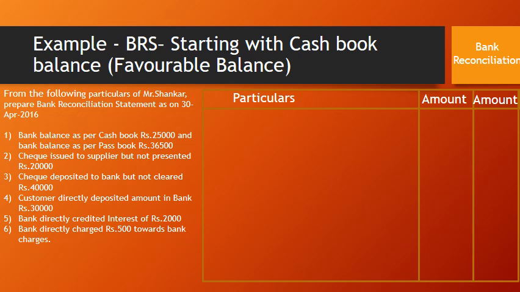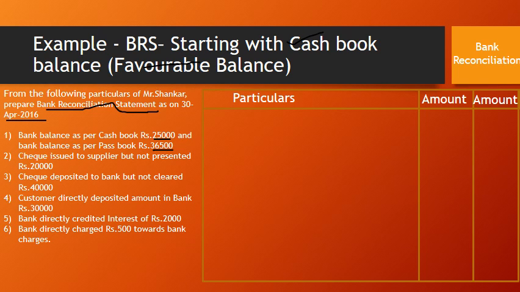See the example here now. We have an example for a bank statement starting with the cash book and a favorable balance. From the following particulars of Mr. Shankar, prepare the bank reconciliation statement as on 30th April 2016. Bank balance as per cash book is 25,000. Bank balance as per passbook is 36,500. There is a difference of 11,500 here. So we need to find out why there is this difference. What are the transactions which are causing the difference?